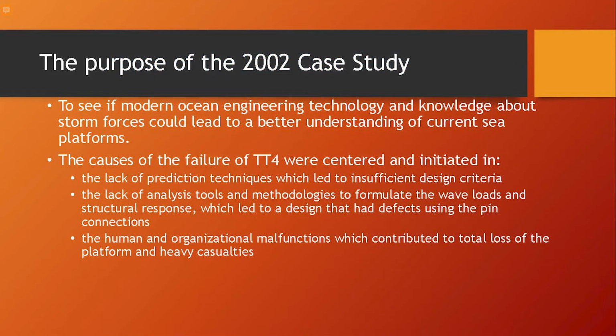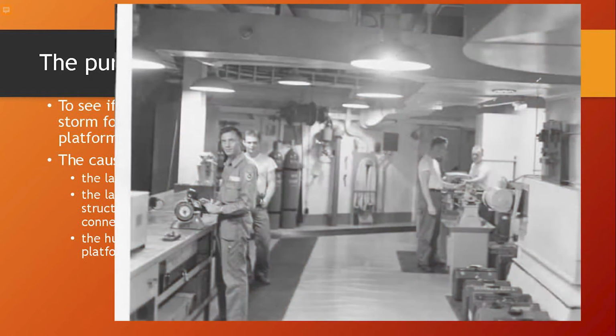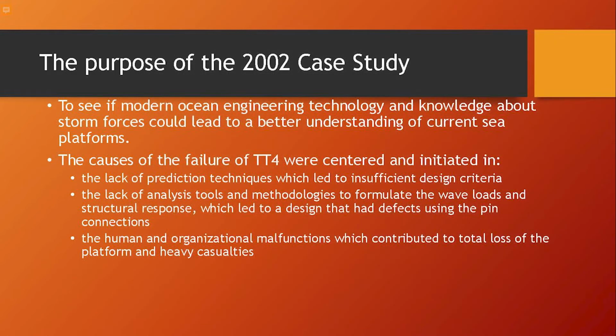Their lack of advanced analysis tools and methodology to formulate the wave loads and structural response led to a design that had defects, especially including pin connections. The last major reason for collapse is the human and organizational malfunctions during installation, repair, operation, and the decision-making on evacuation, which contributed to the total loss of the platform and heavy casualties.